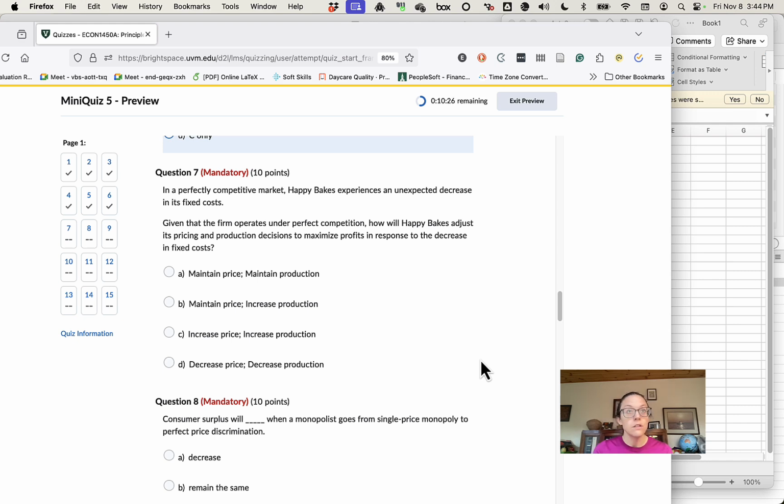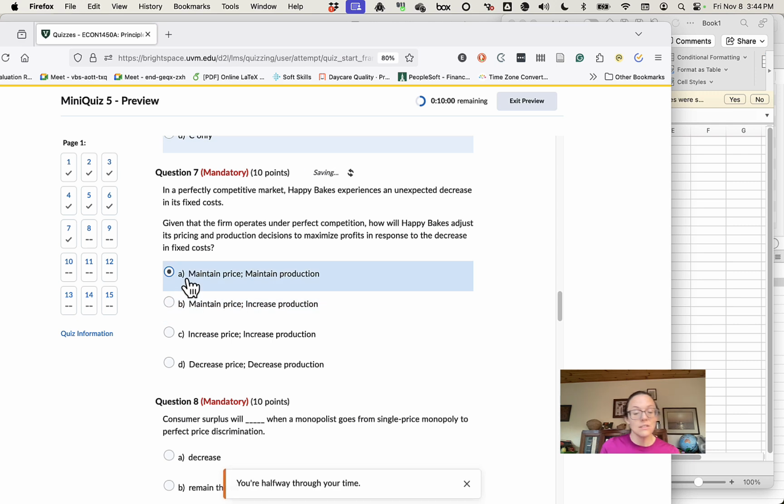So first of all, we have to know that in a perfectly competitive market, Happy Bakes is a price taker. That is, Happy Bakes can't change the price. That's not something Happy Bakes can do. So that means we definitely have to maintain the price, which means that we're down to options A or B. Now, it might be really tempting to say that Happy Bakes is going to increase their production. After all, fixed costs went down so they can afford to make more. But that would be the incorrect answer. Don't do that.